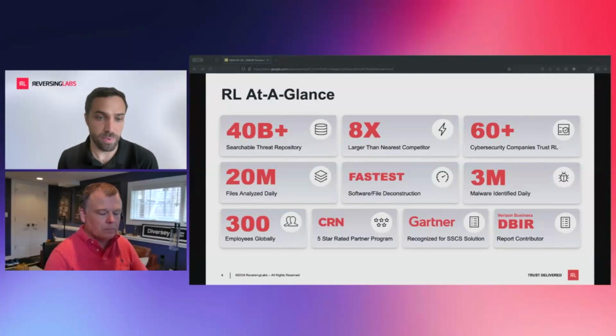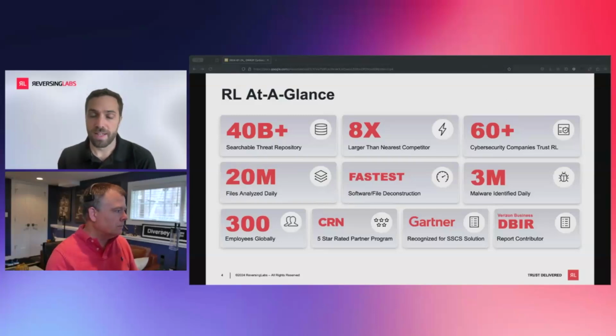We have 300 employees globally. We're a 5-star rated partner program. Gartner has recognized us as an SSCS solution. And most recently, I'm really proud to have been a contributor to the Verizon DBIR.